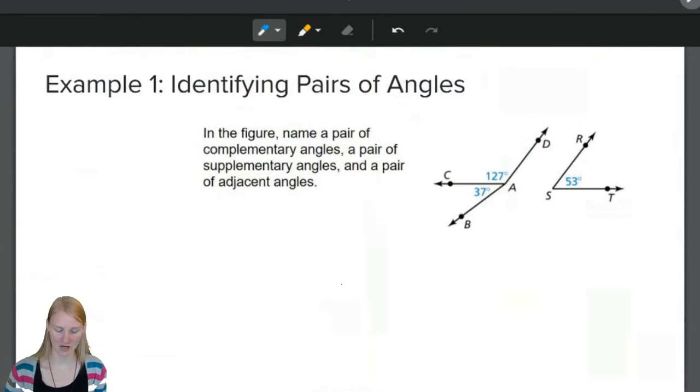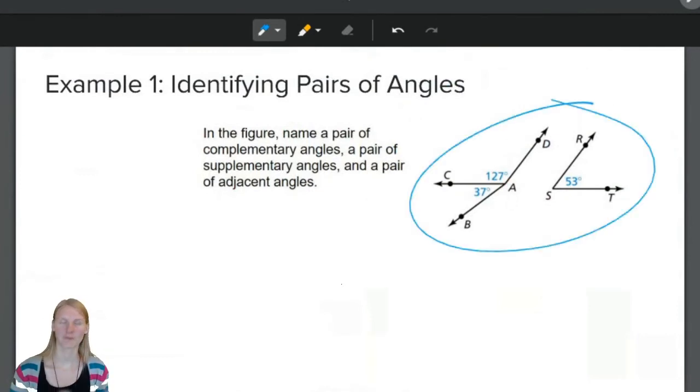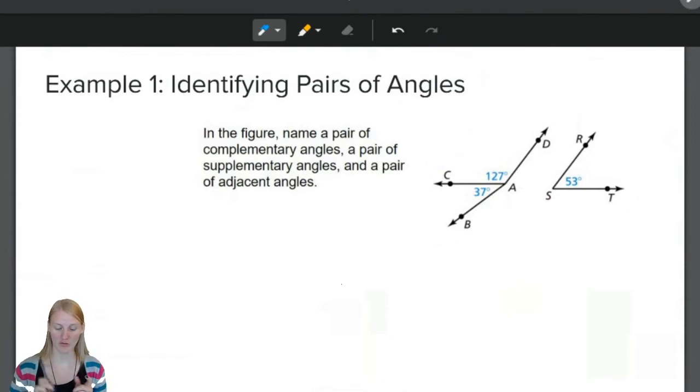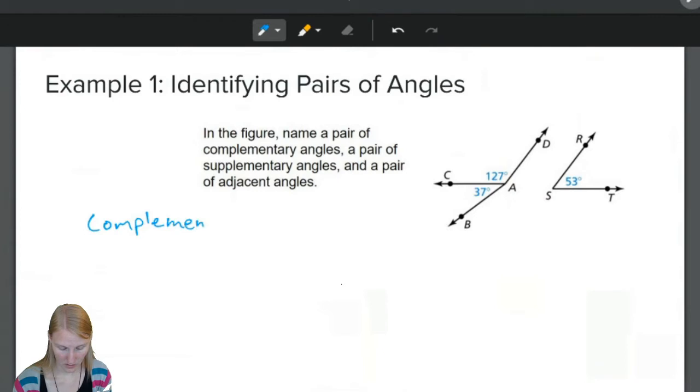Identifying pairs of angles. In the figure means the picture or the diagram. In the figure, name a pair of complementary angles, a pair of supplementary angles, and a pair of adjacent angles. So we want complementary angles, we want supplementary angles, and we want adjacent angles.